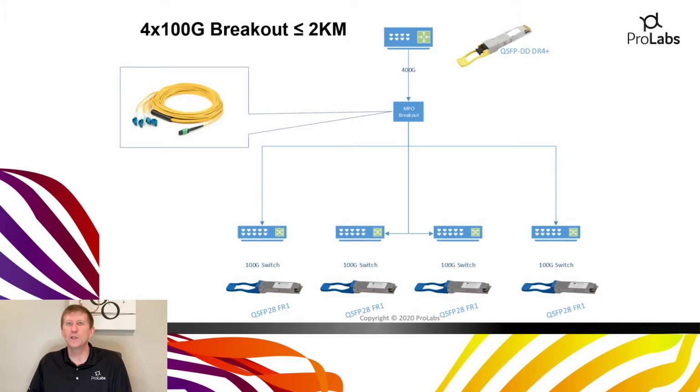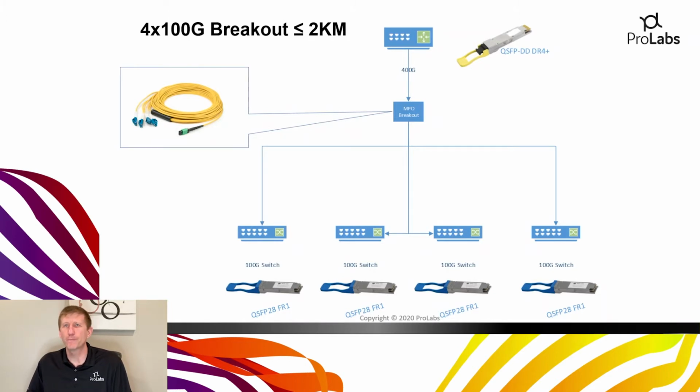And we stretch that to 2 kilometers. The transceiver at the 400 gig network element will be a DR4 plus transceiver. You may also refer to this as a 4x100 FR1 transceiver, depending upon who you're talking to. Now the MPO breakout from there will go to 4 FR1 transceivers at 4 100 gig switches.